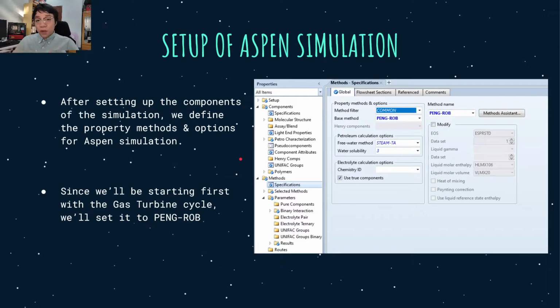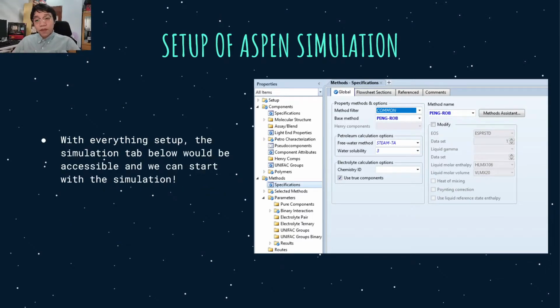After we've set up the components that we think we're going to use for the simulation, we're going to define how Aspen is going to tackle these components. In a way, we're going to tell Aspen how it's going to calculate or where it's going to base its calculations when conducting the simulation. So for our case, our property methods and options is going to be based on the Peng-Robinson method, since we're going to be using a gas turbine.